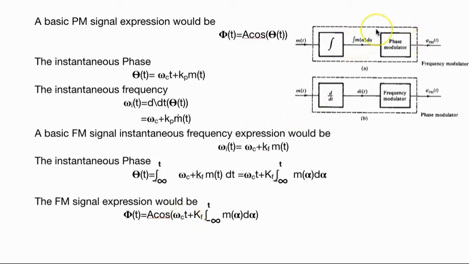Now this is a very important method, the indirect method, where in the first case, if we wish to have a frequency modulator, then what we do is integrate a message signal and pass it through a phase modulator, and we'll get a frequency modulator. And if we differentiate a signal and pass it to a frequency modulator, we get a phase modulator. That is important and crucial to remember.